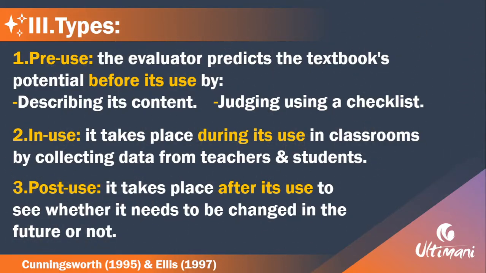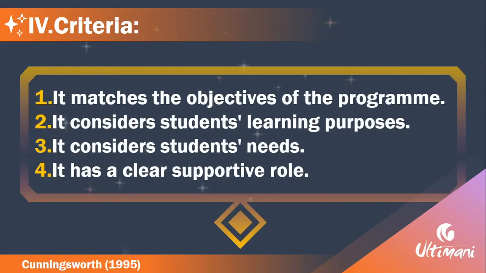Now to the criteria of textbook evaluation. There are four, and the first criterion is that the textbook matches the objectives of the program. It considers students' learning purposes, it considers students' needs, and it has a clear supportive role.